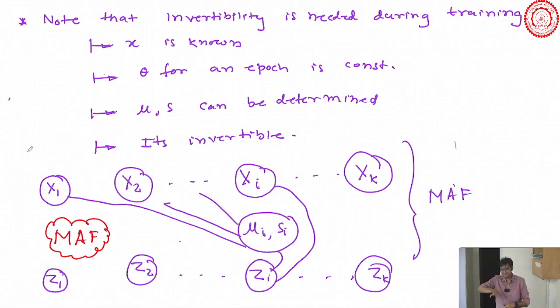But during training, then the problem will start because there you have to now do sequential. Because now mu and s are not functions of x, they're functions of z. So then things will start getting tricky. So this is known as IAF. I'll show you the diagram also. So it should be somewhere here.